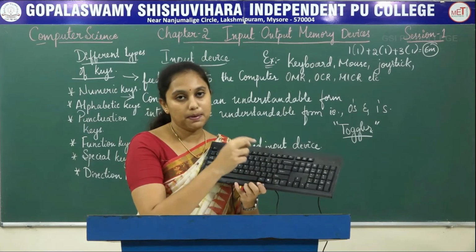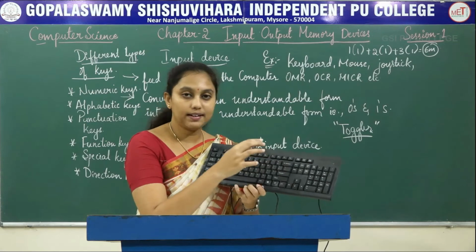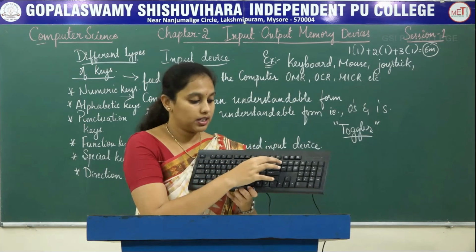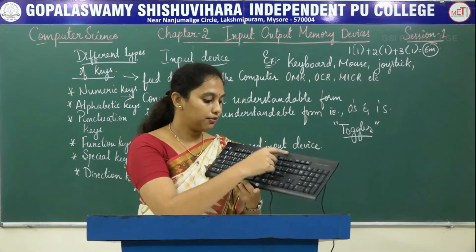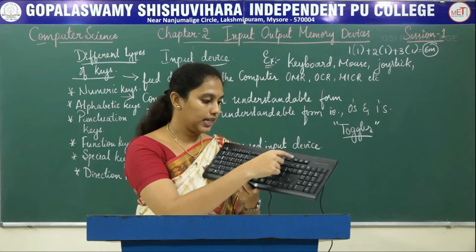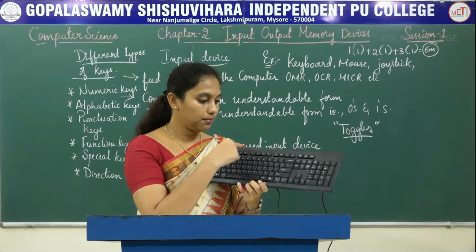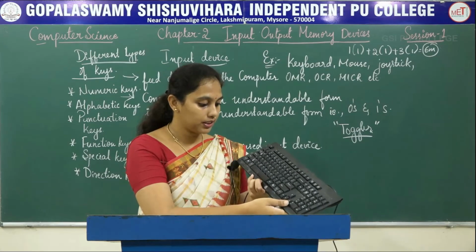Next is backspace key. So this backspace key is used to erase the characters at the current position of the cursor or to the left of the cursor. So these are the function keys. These keys have F on them. They range from F1 to F12. And this is about the different types of keys.